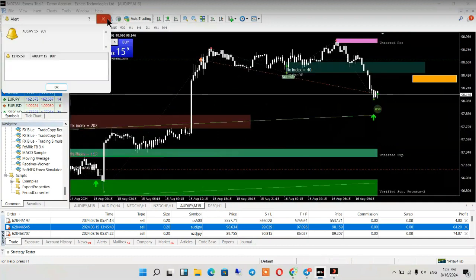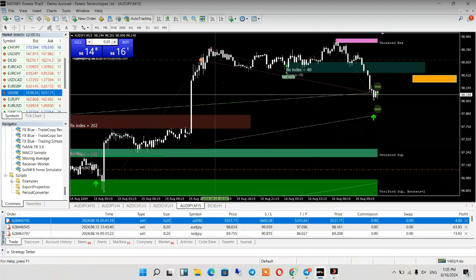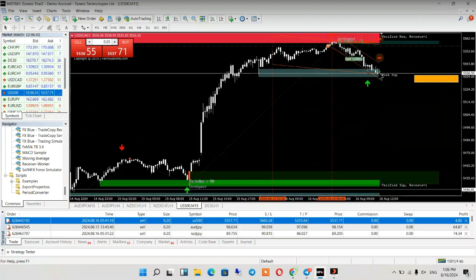You can see another sell from here. That's 47 pips running here. We have about 200 pips running here.